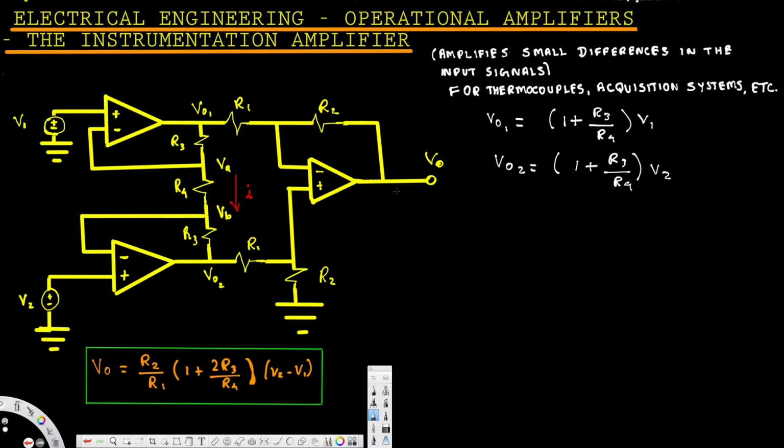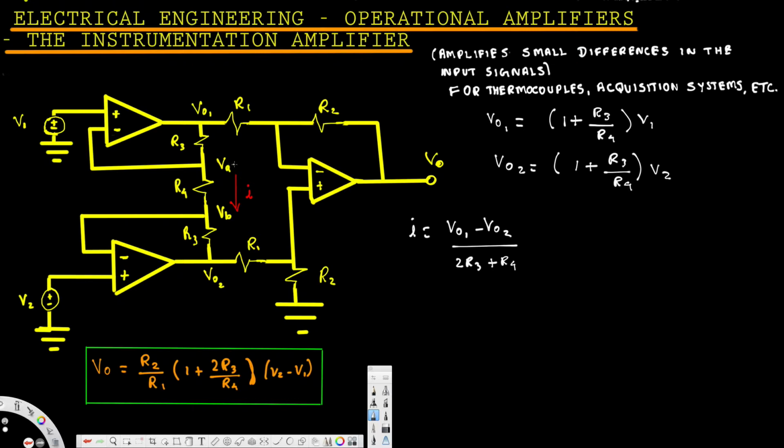So first we can create the I equation based on this voltage, and the resistance in between. Since the current is flowing in this direction, that's going to be VO1 minus VO2 divided by the resistance in between, that's going to be 2R3 plus R4, because all of them are in series. So 2R3 plus R4, and that is it for this one.